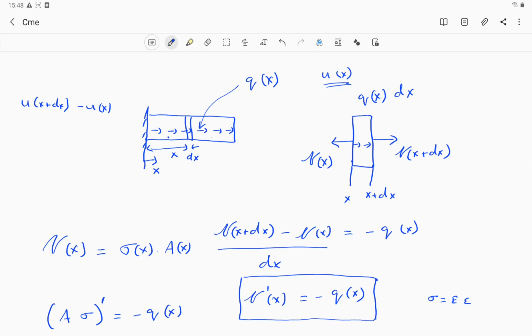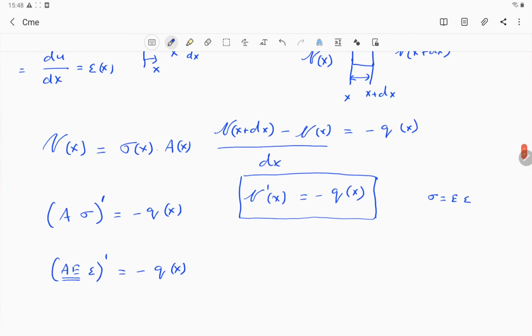Okay, what about the original length? The original length is this much, which is dx. So divided by dx, what is it? That's nothing but du by dx, which is epsilon of x. So change in length by original length is a strain, which is du by dx.